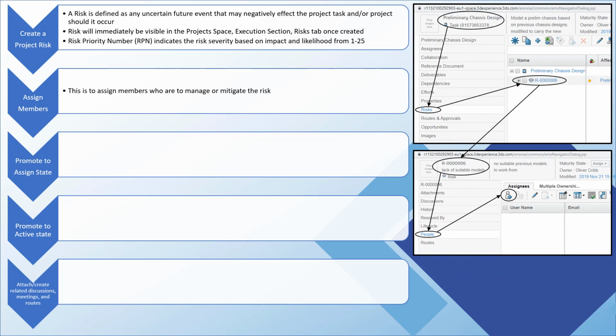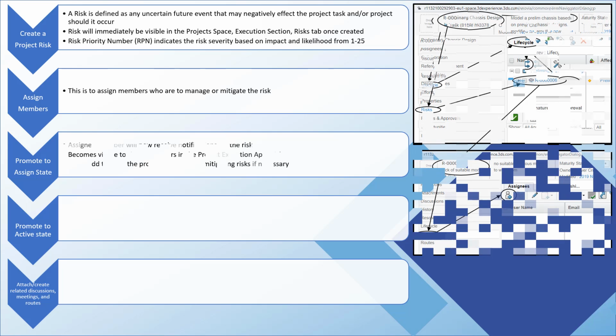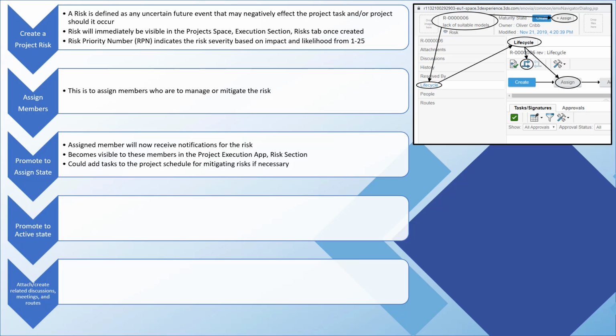The next step is to assign the members who will be responsible for managing the specific risk. Once the risk is promoted to the assigned state, the member allocated will receive a notification of the new risk, and the risk will show on their project execution page. Depending on the action necessary, the company may wish to create a new task in the schedule to account for the mitigation tasks.